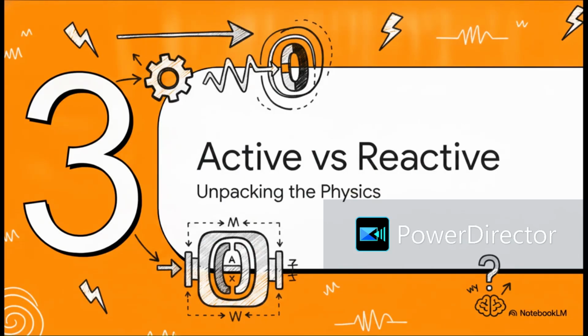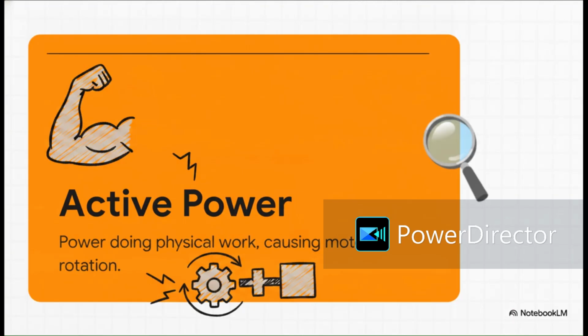Which brings us to Section 3, active versus reactive power. To get to the real why behind all of this, we need to unpack the physics of the two fundamentally different types of electrical power inside that motor. First up, we have active power. You can basically think of this as the muscle of the whole operation. This is the power doing the real, physical, heavy lifting. When you think about the main job of an induction motor, producing mechanical rotation to drive a load, it's the active power that is actually getting that physical work done.